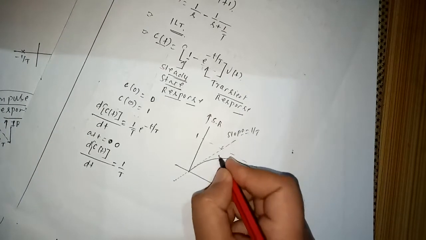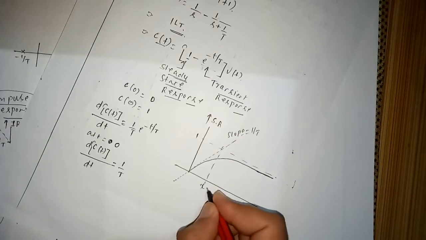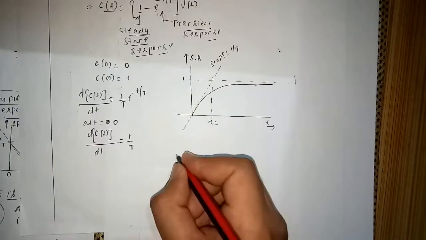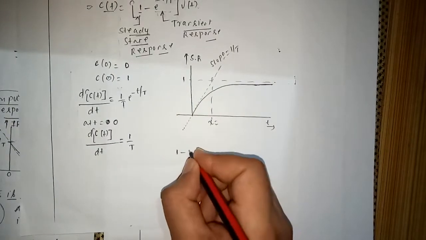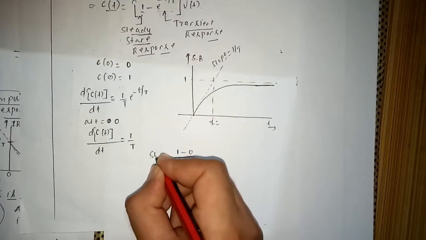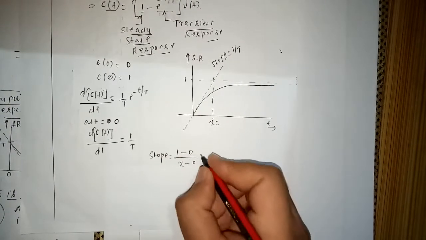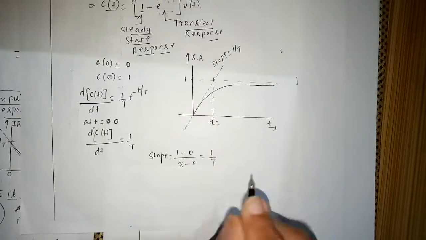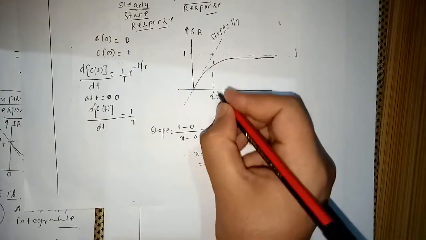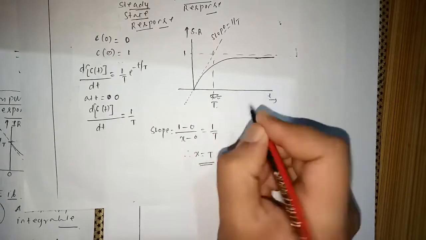Now I take its value as again x. This is going to be the time constant. Let me show how it will be the time constant. This value is 1, this value is 0, and divided by x minus 0. This is the slope, and what is the slope? My slope is 1/T, therefore x is equal to T. So this value is going to be T.